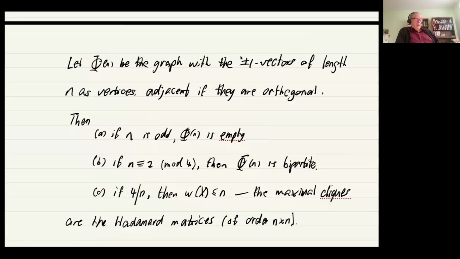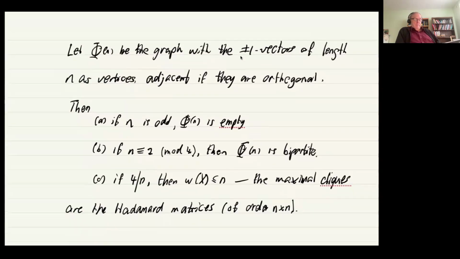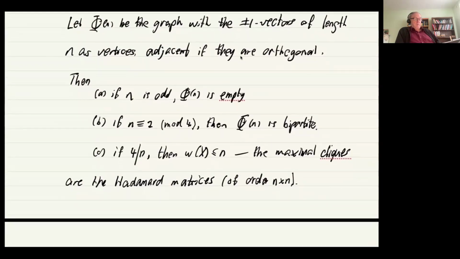This is slightly more complicated. If n is congruent to 2 mod 4, then this graph is bipartite. I might put that down as an exercise, although it's not much harder than the first one. Then I claim if n is divisible by 4, then the size of the largest clique is at most n. Now the graph has 2 to the n vertices, just to remind you.